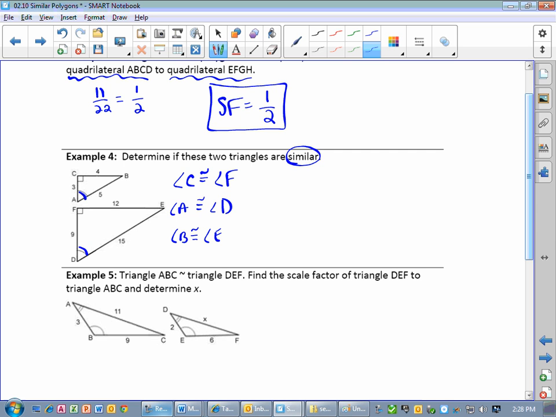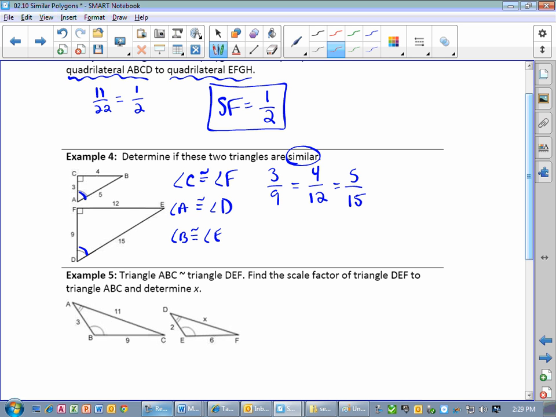The other part is all of the corresponding sides must be proportional. So 3 to 9 must equal 4 to what? 12. And then we've got 5 to 15. And now I put the equals kind of tentatively, like, well, they may not actually be equal. I put that to remind myself they need to be.